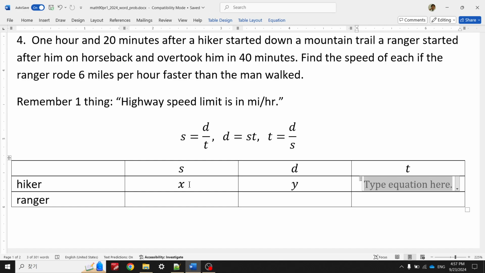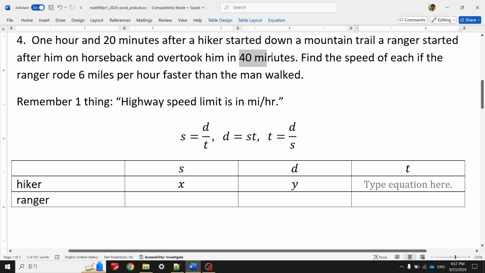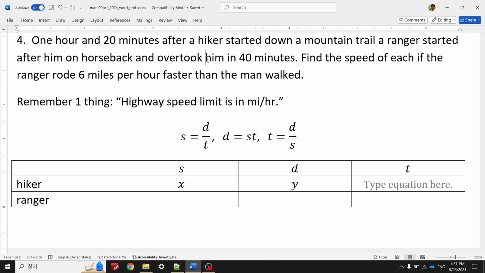That's where I made the mistake. Some of you say 1 hour and 20 minutes, and that was wrong. I was careless. If you read the question carefully, you see that by the time the ranger overtook the hiker, he went for another 40 minutes. It's not like the hiker stopped right after 1 hour 20 minutes. He actually traveled for 2 hours.